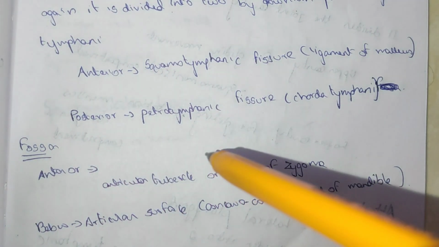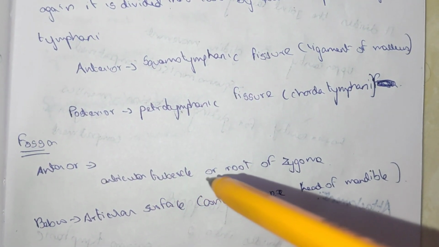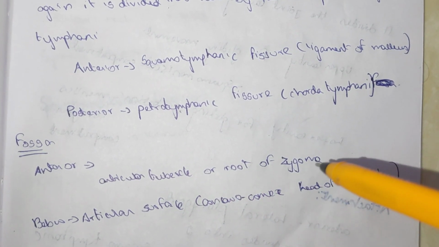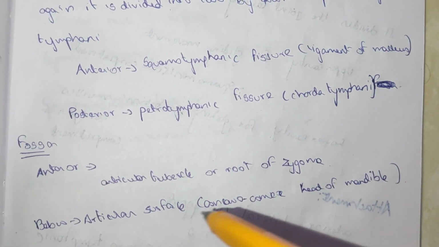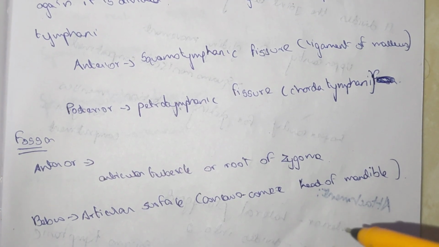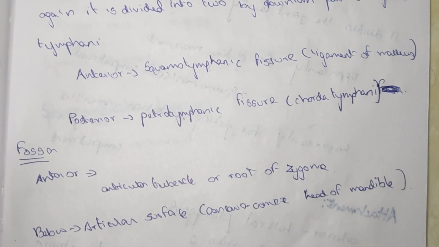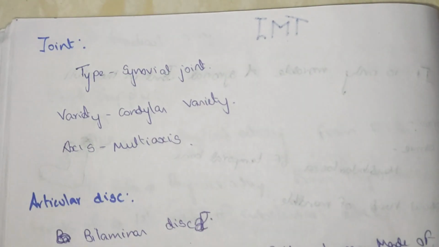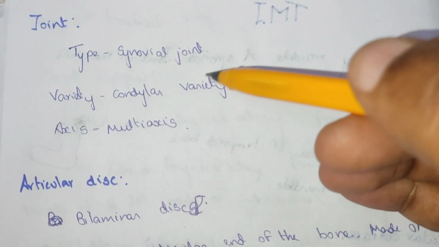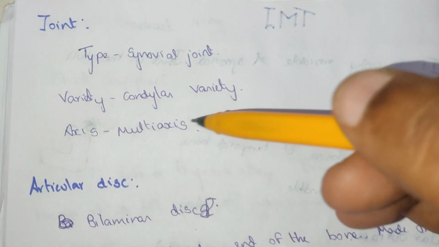Now we will see about the fossa. Anteriorly is the articular tubercle or root of the zygoma, below it the articular surface, which is concavo-convex, and the head of the mandible. The joint is a synovial joint, of the condylar variety.